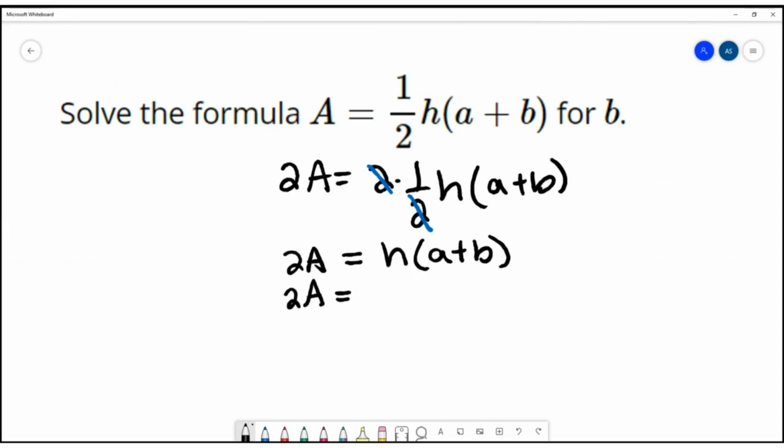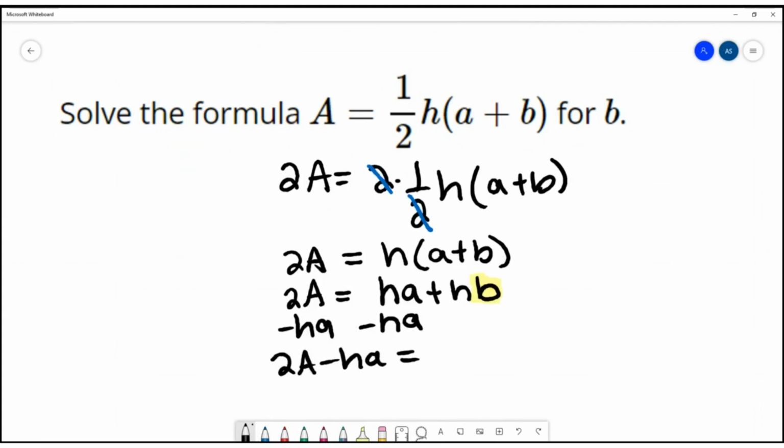Then on the right-hand side, I want to break up the parentheses with the distributive property. That would give HA plus HB. Remember, this is my goal variable that I'm trying to solve for. I'm going to subtract HA on both sides. I have 2A minus HA equals HB.